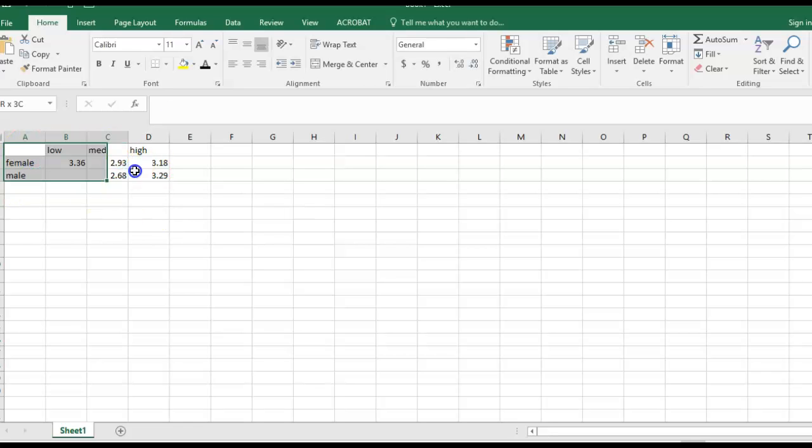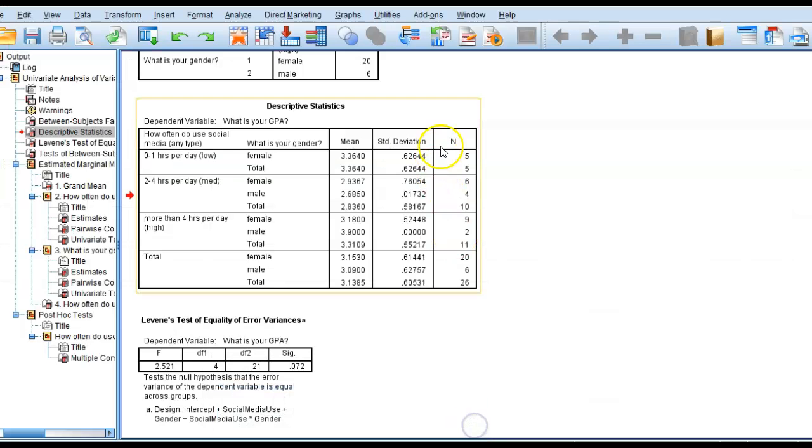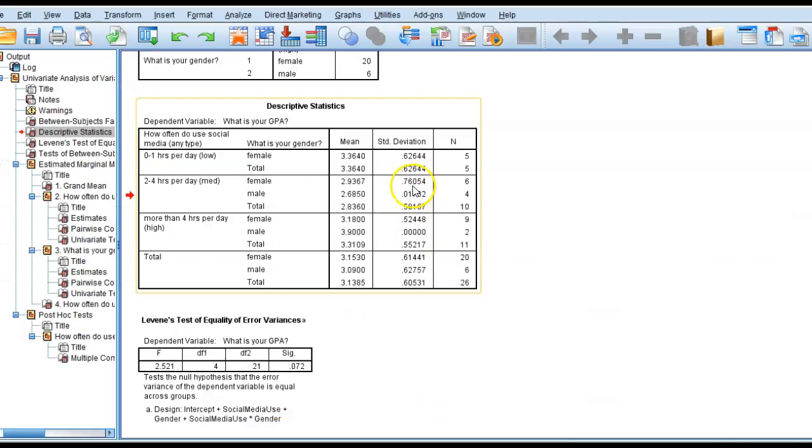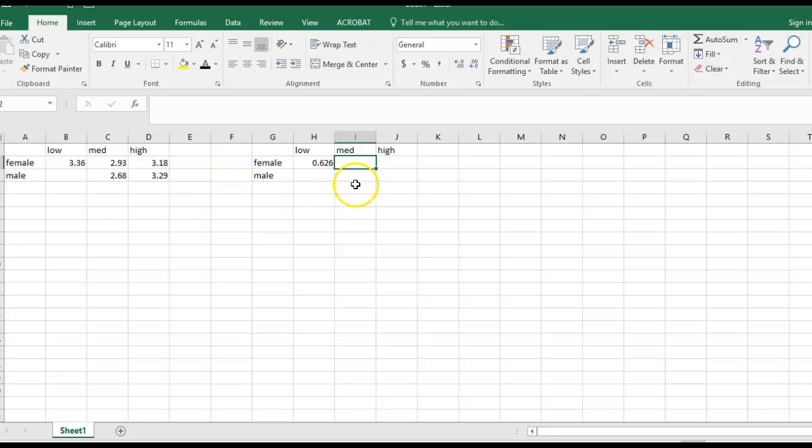Notice this is only the mean. It's not the standard deviation or standard error. I'm just going to Control-C copy this and paste it over here and change these numbers with the standard deviations, because they're right here, right? So my female's 0.626. Male low, I had nobody in that group, so I can leave that blank. Let's see, I have 0.76 and 0.02 in the output. So 0.76 and then 0.02.